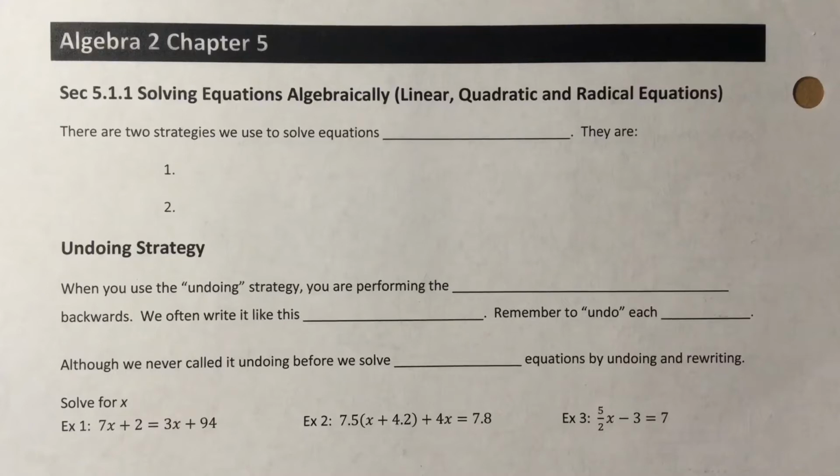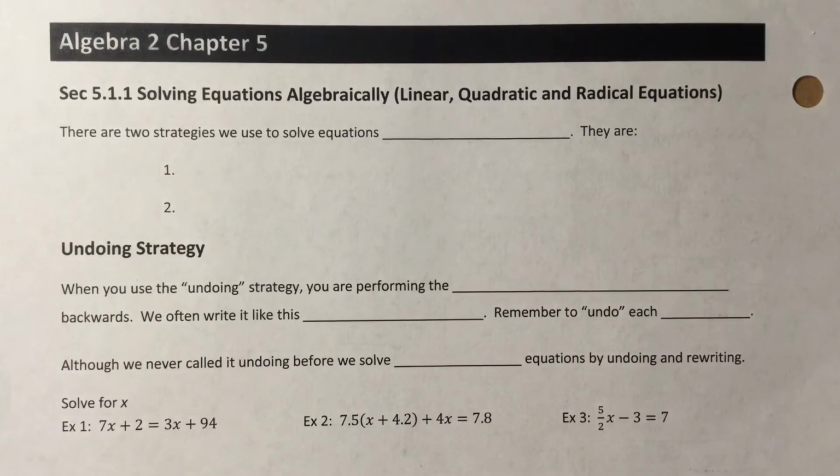All right, so chapter 5 is really all about solving equations. We talked about solving quadratics in the first two sections with the quadratic formula. Now we're going to talk about solving a lot of different types of equations and general solving strategies. The first section is 5.1.1. We're talking about solving equations algebraically, and we're looking at linear, quadratic, and radical equations.